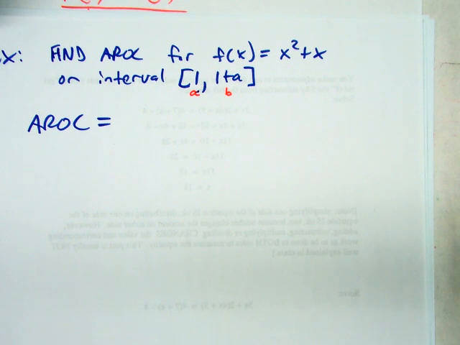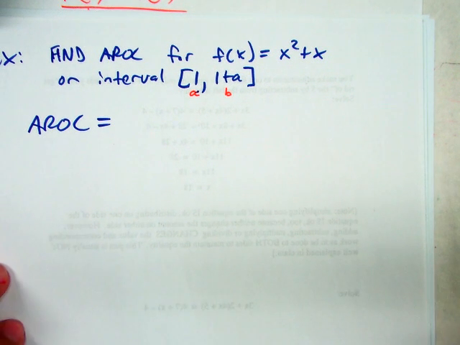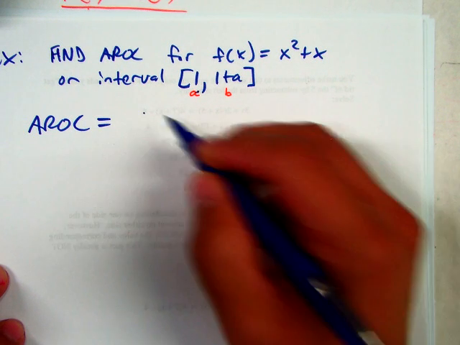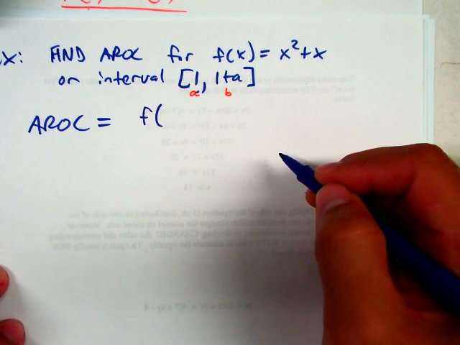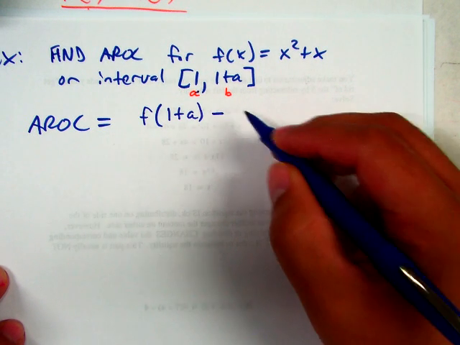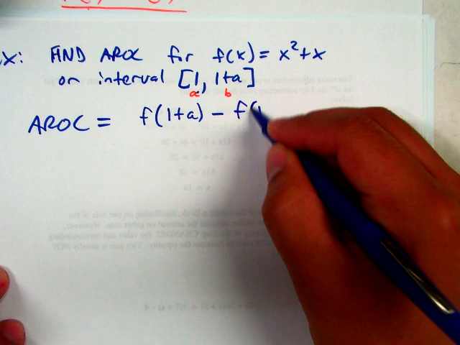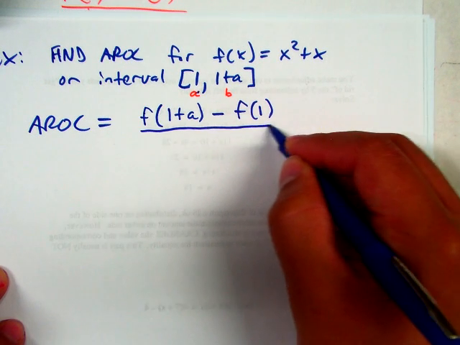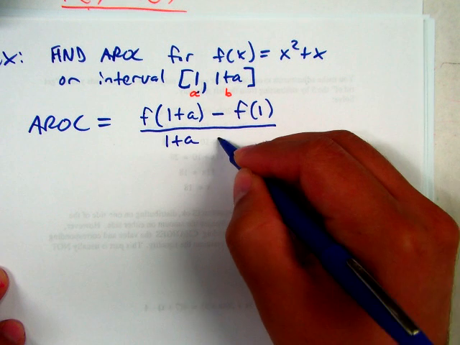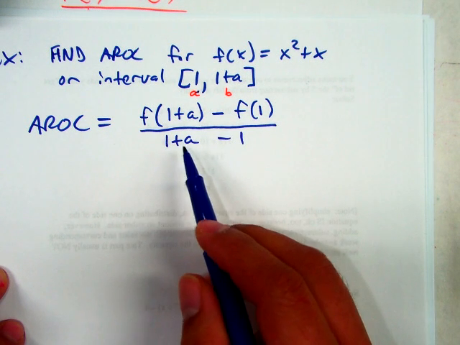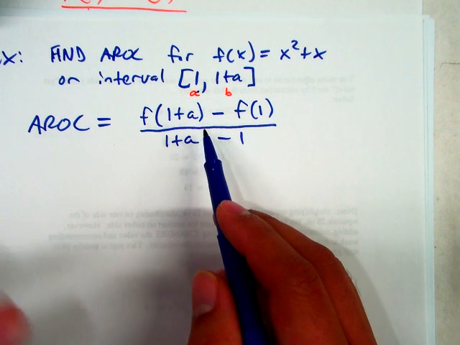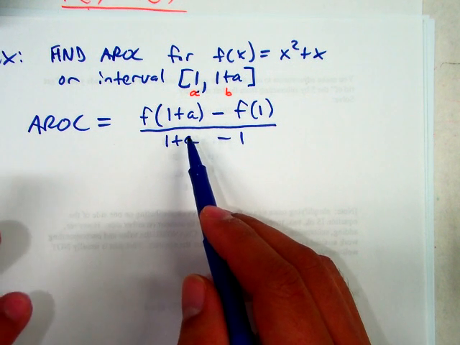So how do I plug everything into the formula to get started? It'll be f of 1 plus a minus f of 1, all over 1 plus a minus 1. So all I'm doing is plugging this stuff into the average rate of change formula. You got to know that formula. That's the easiest thing to do. It's just write it in terms of the formula and then figure it out.